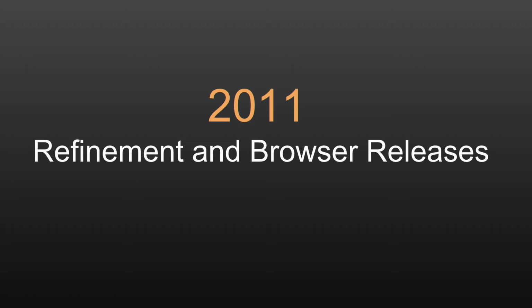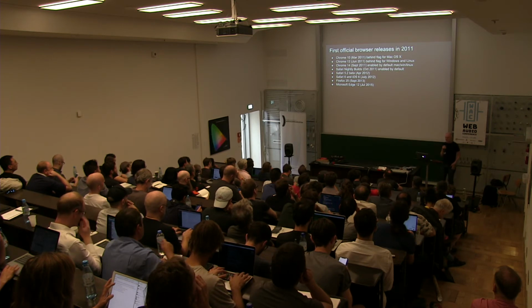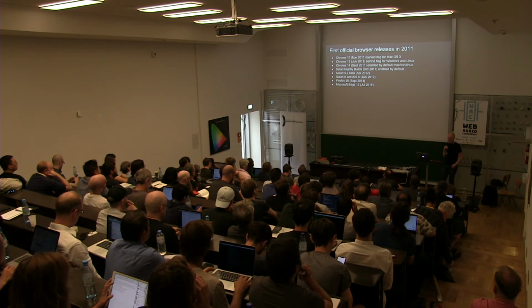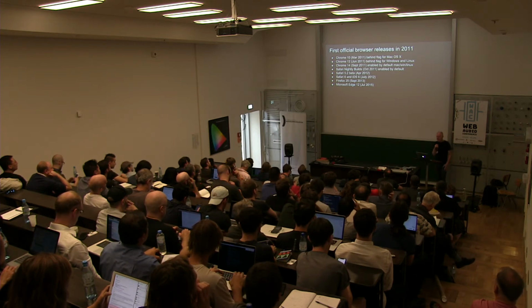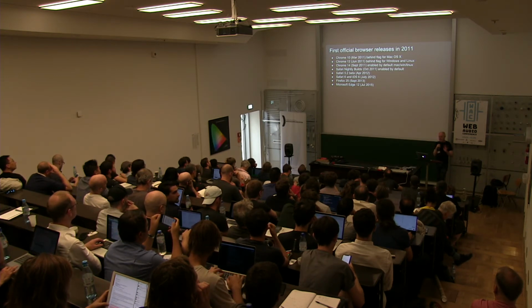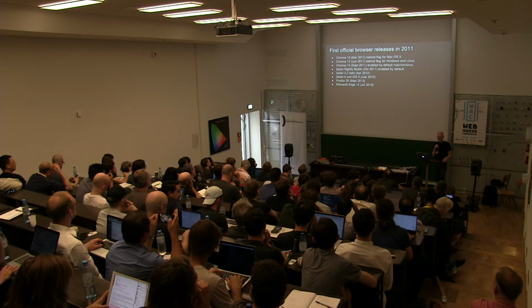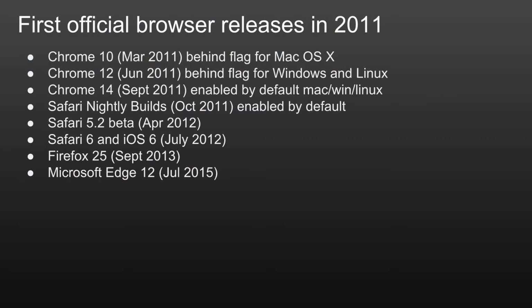So that brings us to 2011. We started to get some browser releases in 2011. In March of 2011, we released Chrome 10 with Web Audio API included behind a flag. It wasn't enabled by default, but if you were just using Chrome 10, you could go to About Flags and enable Web Audio. And then shortly thereafter, we got Windows and Linux behind a flag. And then we got it enabled by default in September.